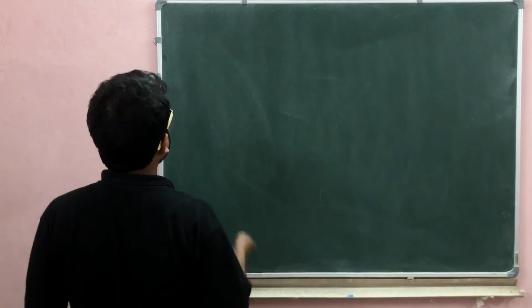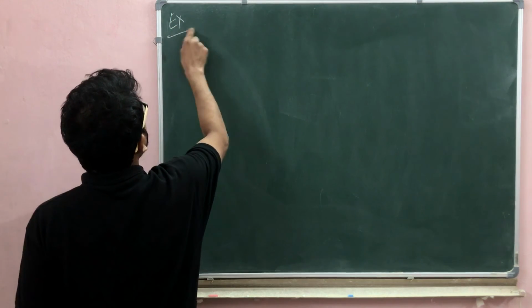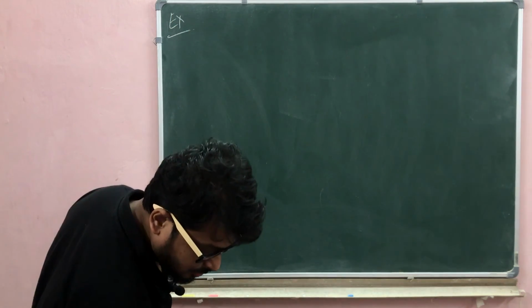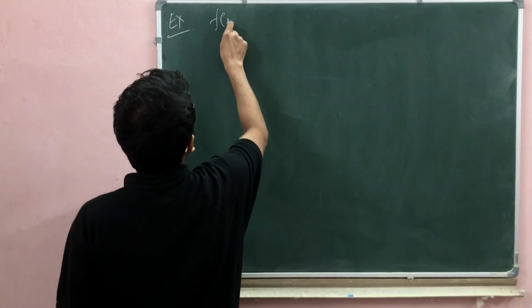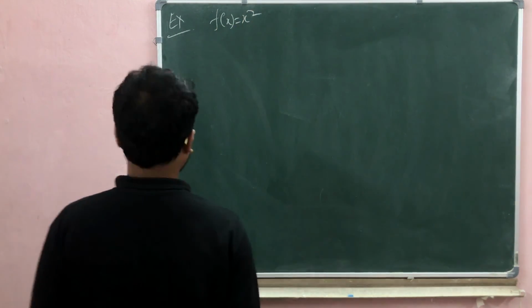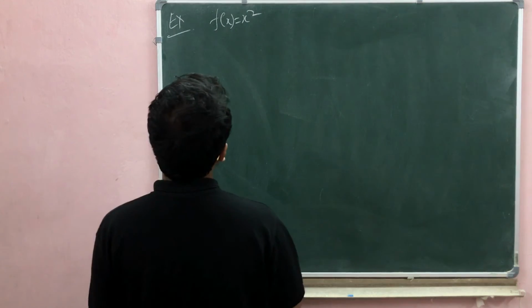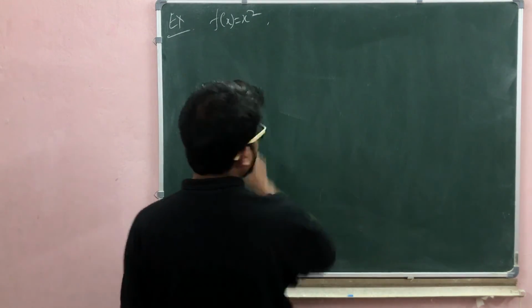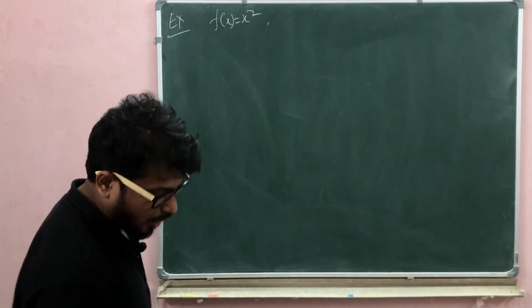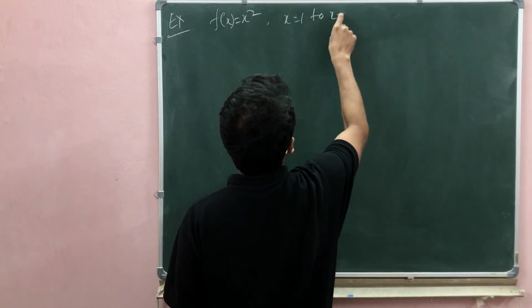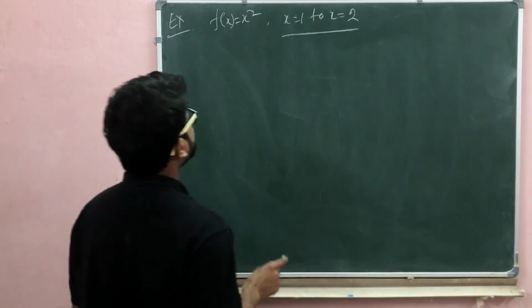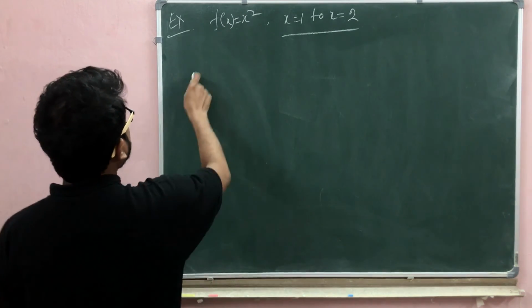Now take an example: f(x) equal to x square, with the boundary from x equal to 1 to x equal to 2. Here is the boundary. Now solve the integration.